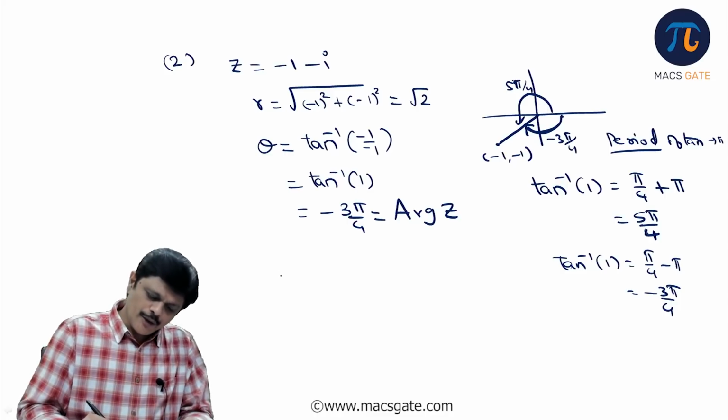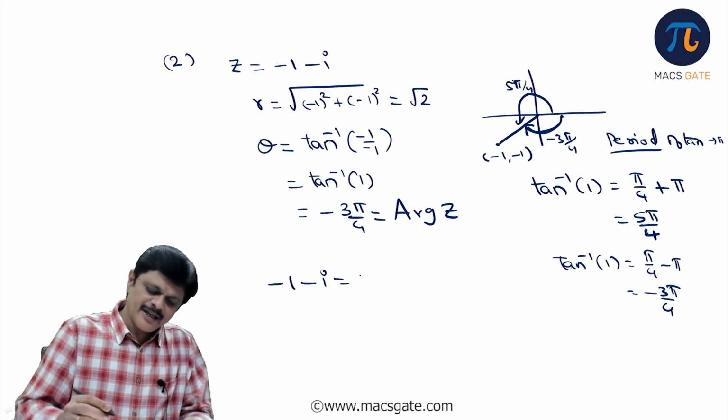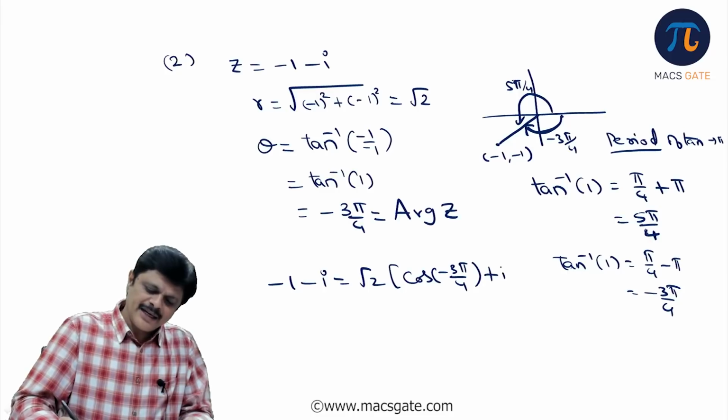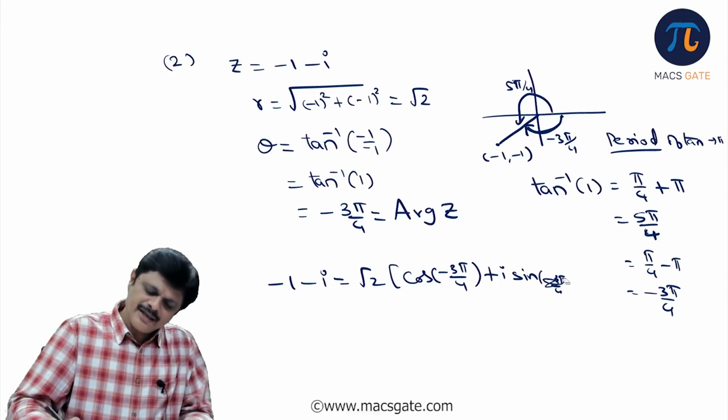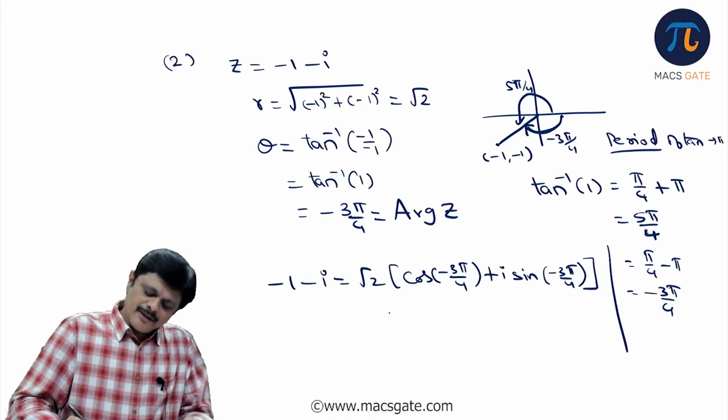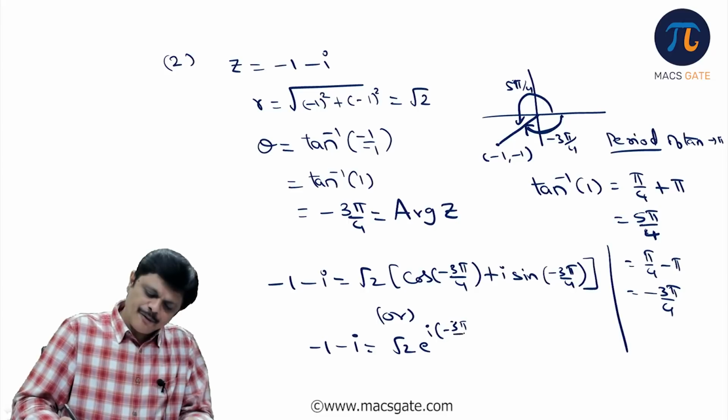So how can you express this minus 1 minus i in polar form? Root 2 times cos of minus 3 pi by 4 plus i times sin of minus 3 pi by 4. I'll just remove this, it is troubling my representation. Is the idea clear? Hope you understand. And in exponential form, it is root 2 e power i into minus 3 pi by 4.